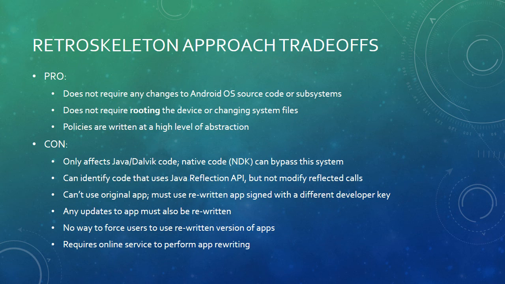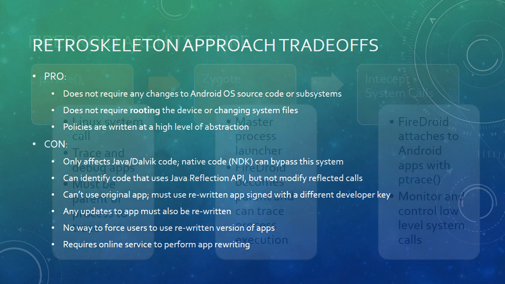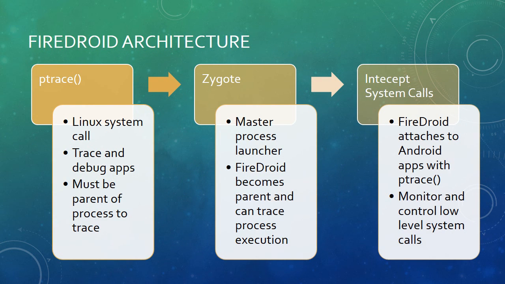But one of the biggest problems with RetroSkeleton is that it creates a completely new separate app that must be used instead of the original app. This new app would not be signed by the original developer and cannot be updated from the App Store. And there's no way to force the user to use the rewritten version, and it doesn't work with any built-in system apps. So this system also requires that there is some sort of online service available to perform the app rewriting.